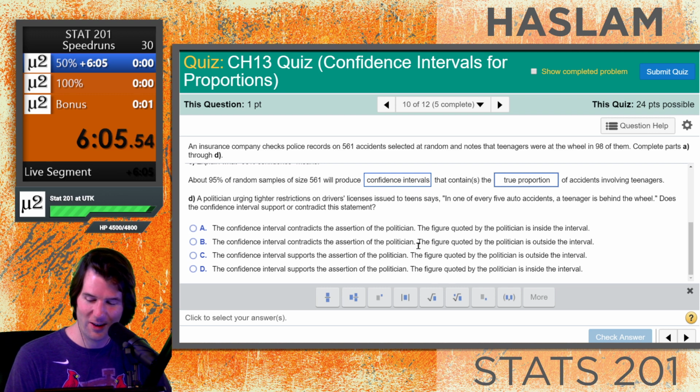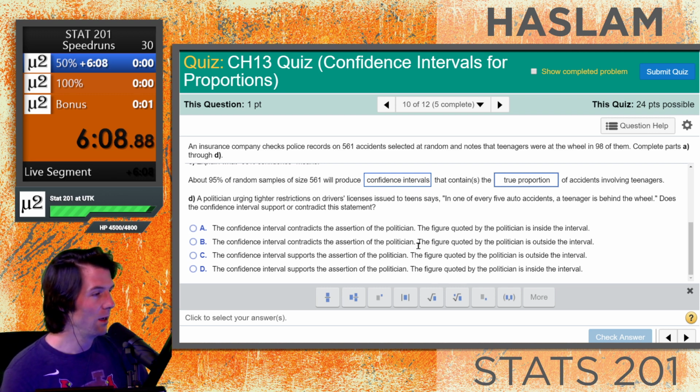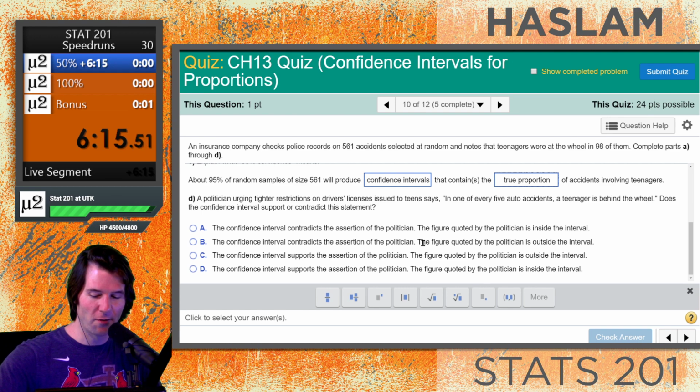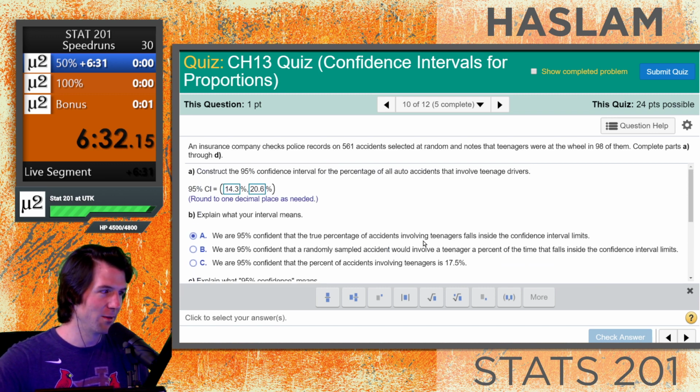A politician urging tighter restrictions says that in one of every 5 accidents, a teenager is behind the wheel. Uh-oh. He's usually wrong. What do you guys think? Do you believe the claim or do not believe the claim? I kind of gave it away because I said he's usually wrong. He said 1 in 5.